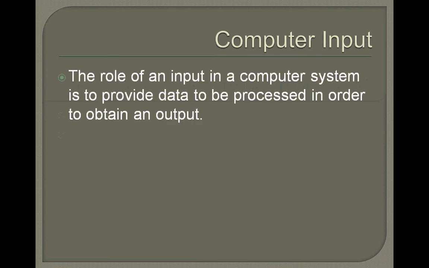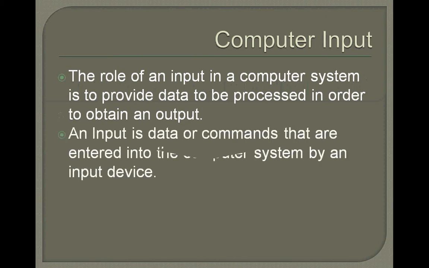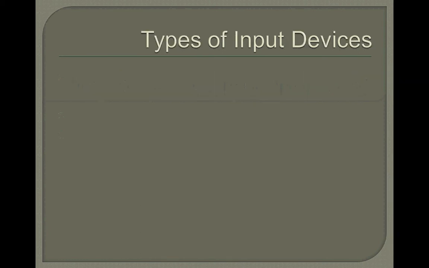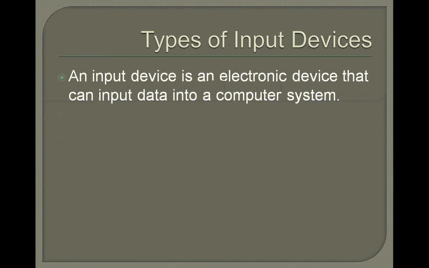The role of an input in a computer system is to provide data to be processed in order to obtain an output. An input of data is commands that are entered into the computer by an input device. Types of input devices: an input device is an electronic device that can input data into a computer system.